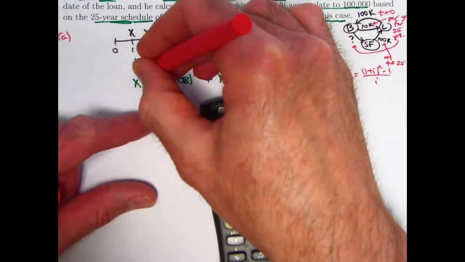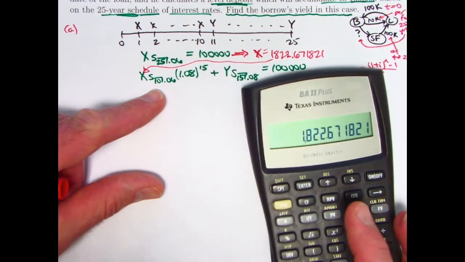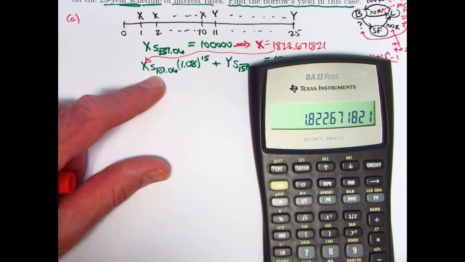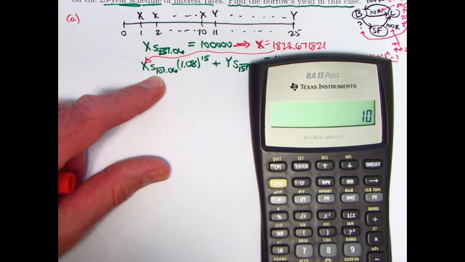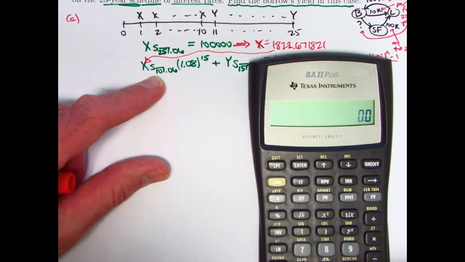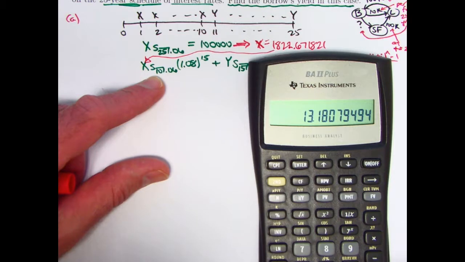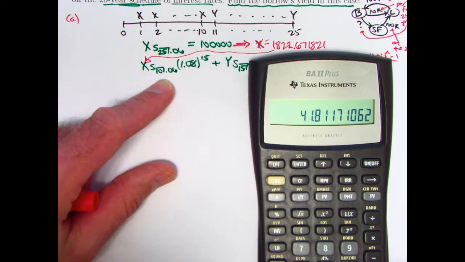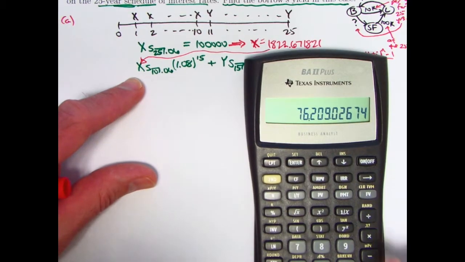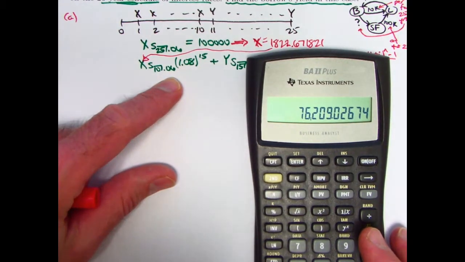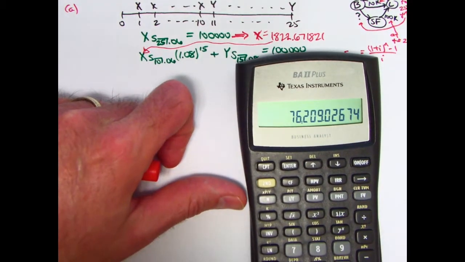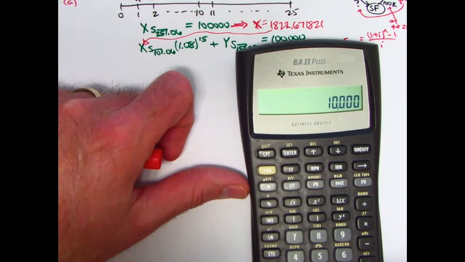Plug that in to here now. Okay, let's go ahead and store this, say in register 0. Let's find S_10 at 0.06, 1.06 to the 10th power, minus 1, divide by 0.06, 13.18. I'll store that in register 1. Let's take 1.08 to the 15th, times what's in register 1, times what's in register 0. This quantity here is 76,209.03 approximately. I've got to subtract that from 100,000, so I'll put a negative sign and then plus 100,000.